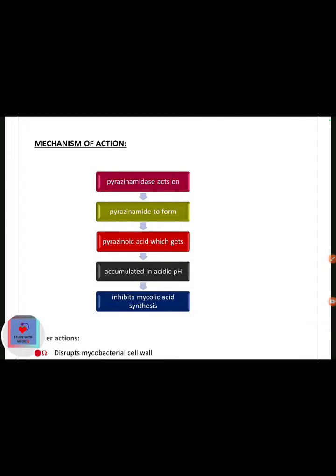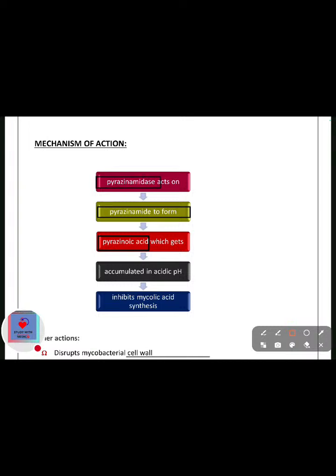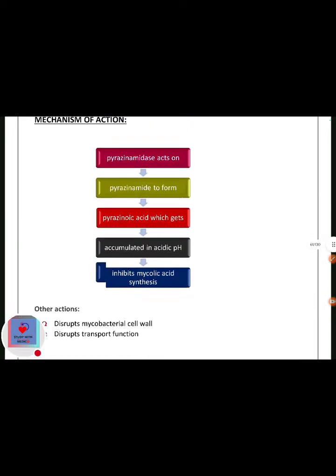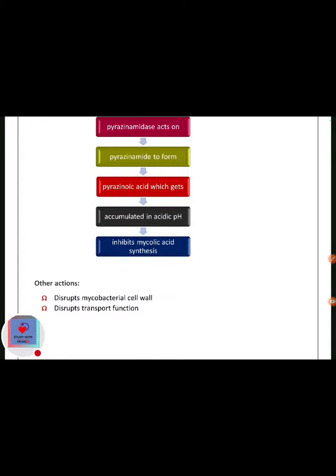So if you look at here, pyrazinamide is converted to its active form, pyrazinoic acid, by the help of the pyrazinamidase enzyme, which acts in acidic pH. So in acidic pH, the pyrazinoic acid is formed. This pyrazinoic acid is a weak acid, so it goes into the cell membrane and cell wall, and since it is an acid, it inhibits mycolic acid synthesis because it gets confused between the fatty acid and the pyrazinoic acid. So the cell wall disruption is there, and another mechanism of action is that it disrupts the transport function.